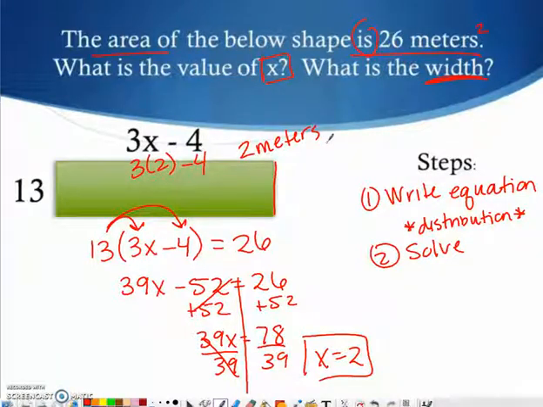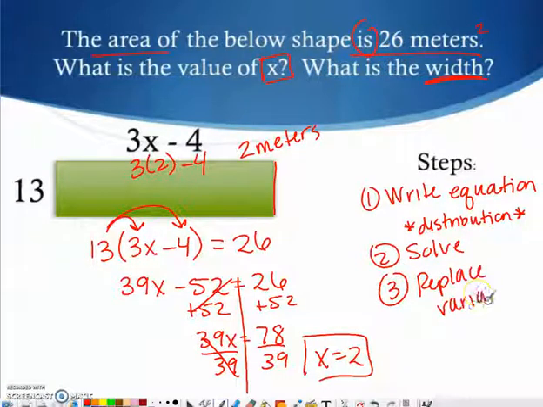So we solved, and then the third thing again is we replace the variable. The only thing different about perimeter and area is that for perimeter, you combine your like terms, all the sides. For area, you just distribute and you solve it.